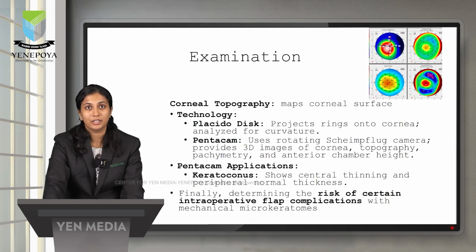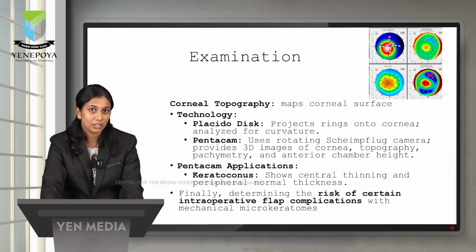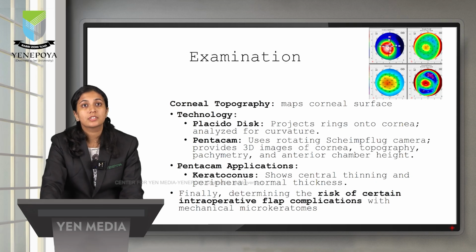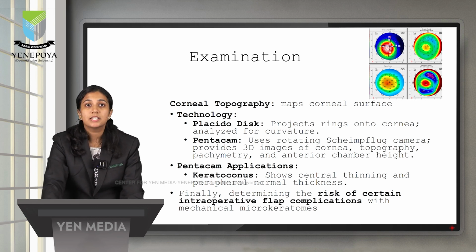Coming to corneal topography, it is required to map the corneal surface. Now they use two technologies, that is Placido disc and Pentacam. The Pentacam uses a rotating Scheimpflug camera which provides a 3D image of the cornea, that is topography, pachymetry and anterior chamber depth. So why is this important? Now if you have a patient with keratoconus, in such cases you can see thinning in the central part of the cornea and normal thickness in the peripheries. So in such patients you cannot go for any flap based procedures.